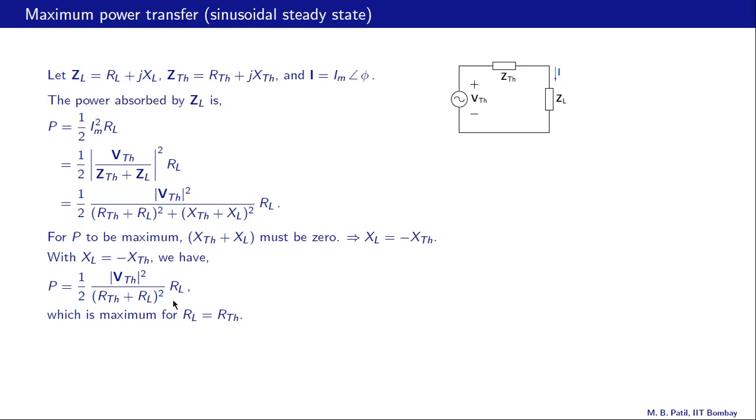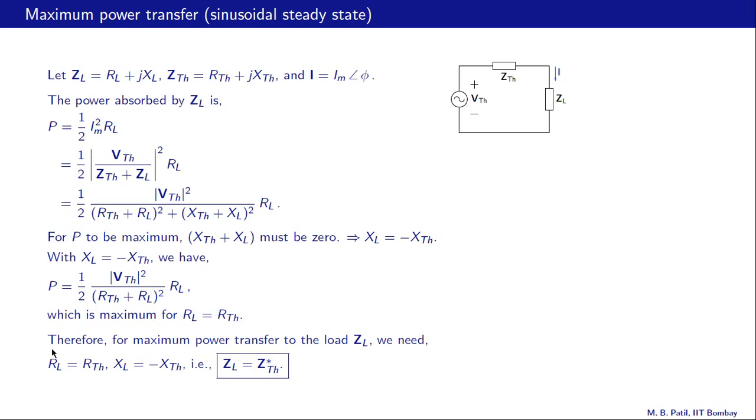So for maximum power transfer, we need to maximize this expression now. How do we do it? We differentiate P with respect to RL and we equate dP/dRL to 0, and then find that P is going to be maximum when RL is equal to RTH. So we have two conditions. One, the imaginary part of ZL, that is XL, must be equal to negative of the imaginary part of ZTH, that is XTH, and the real part of ZL must be equal to the real part of ZTH.